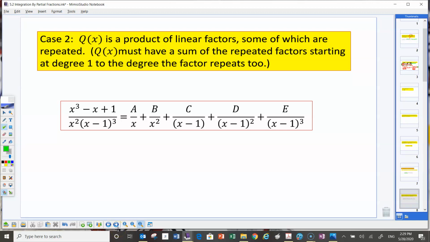If Q(x) is a product of linear factors, some of which are repeated, then it's a little bit more challenging. So I would have to go A over x, then B over x squared, C over x minus 1, D over (x minus 1) squared, and then E over (x minus 1) cubed. So that would be broken up into 5 fractions.